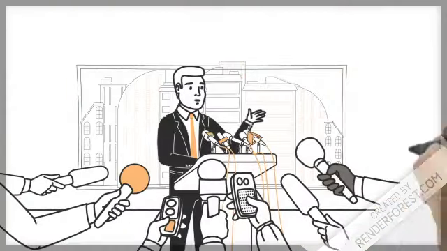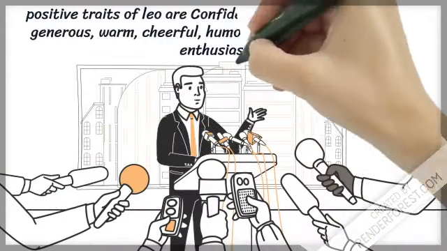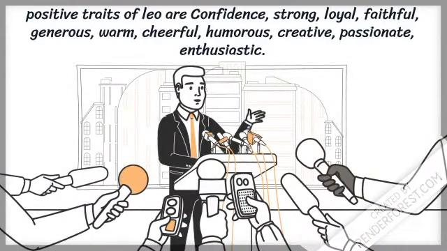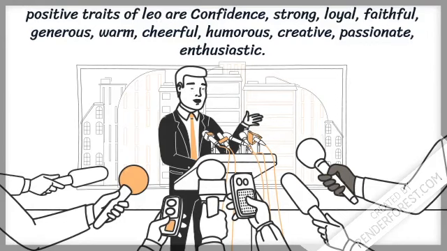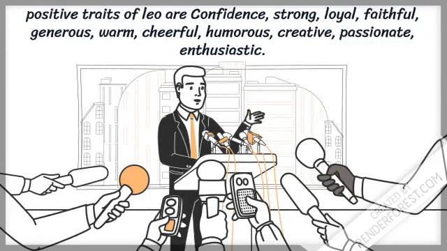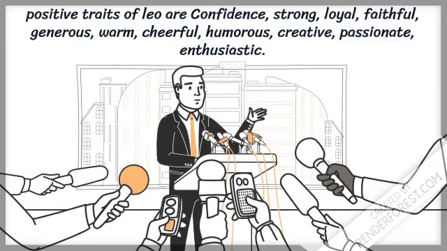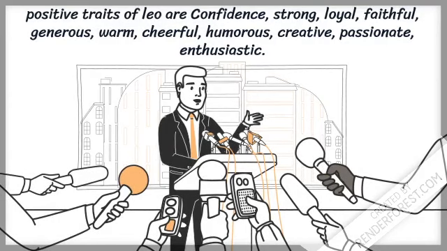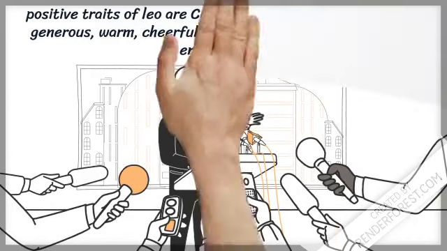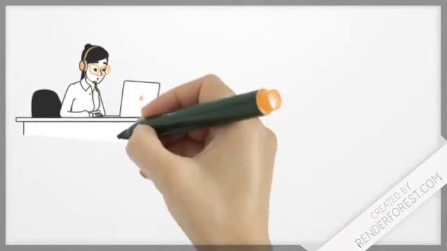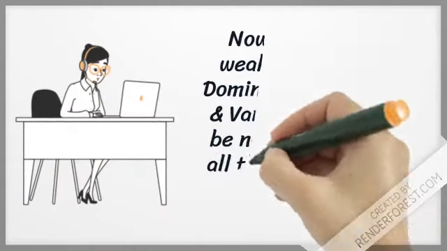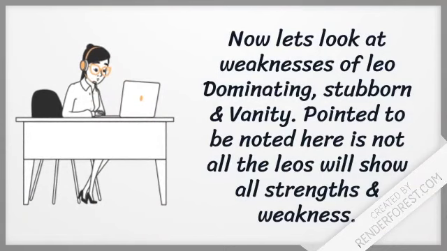Positive traits of Leo are confidence, strength, loyalty, faithfulness, generosity, warmth, cheerfulness, humor, creativity, passion, enthusiasm. Now let's look at the weaknesses of Leo: dominating, stubborn and vanity. Point to be noted here is not all Leos will show all strengths and weaknesses.